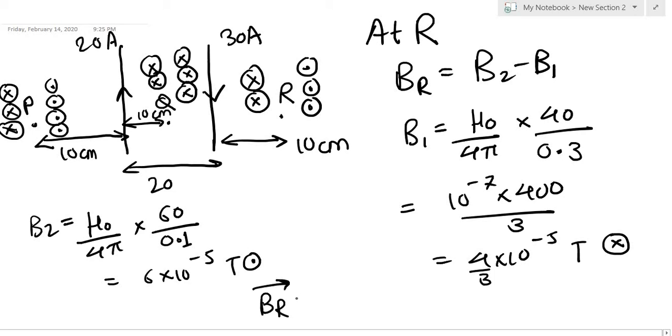BR vector is equal to basically 6 minus 4 by 3 into 10 to the power of negative 5 Tesla, and it will emerge. And let me just approximate the value. It's around 4.66, and 6 is recurring, so you can just write 4.67 into 10 to the power of negative 5 Tesla, and it will emerge from point R.